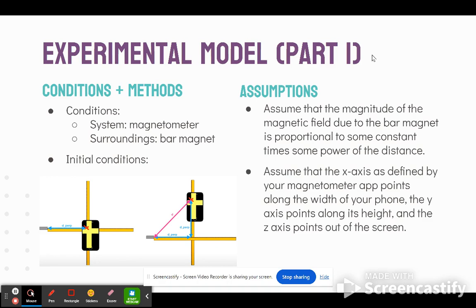And in the experimental model, we assume that the magnitude of the magnetic field due to the bar magnet is proportional to some constant times the power of the distance. We also assume that the x-axis is defined by the magnetometer, which points along the width of your phone, and the y-axis points along its height, and the z-axis points out of the screen.